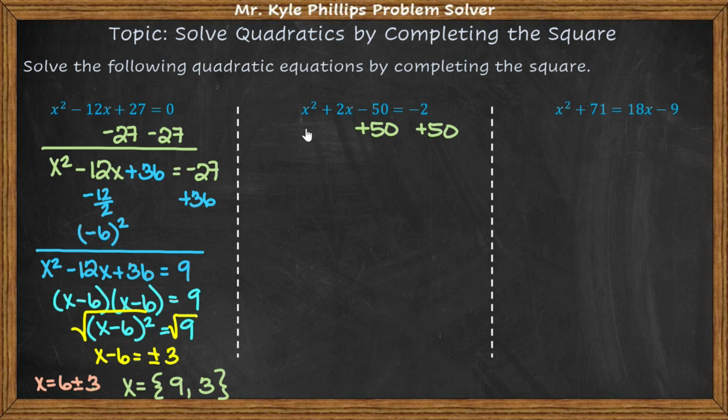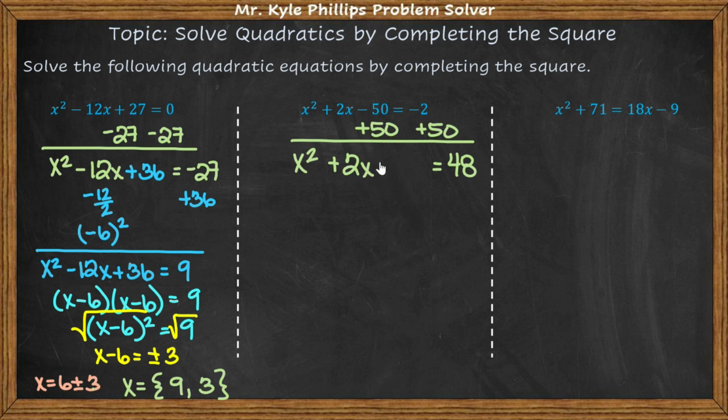I'm going to move 50 to the other side, so that way I'm just left with the x squared and the 2x. So I have x squared plus 2x. I'm intentionally going to leave some room here. Negative 2 plus 50 is 48. Now we've already said we want this to be 1.